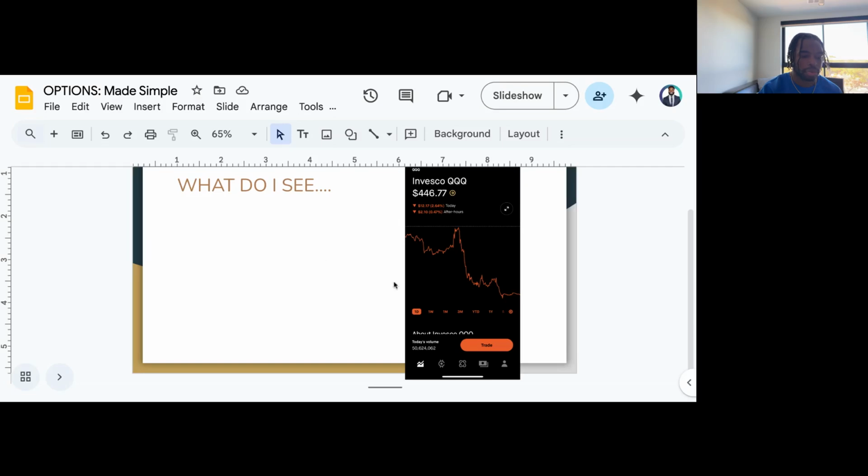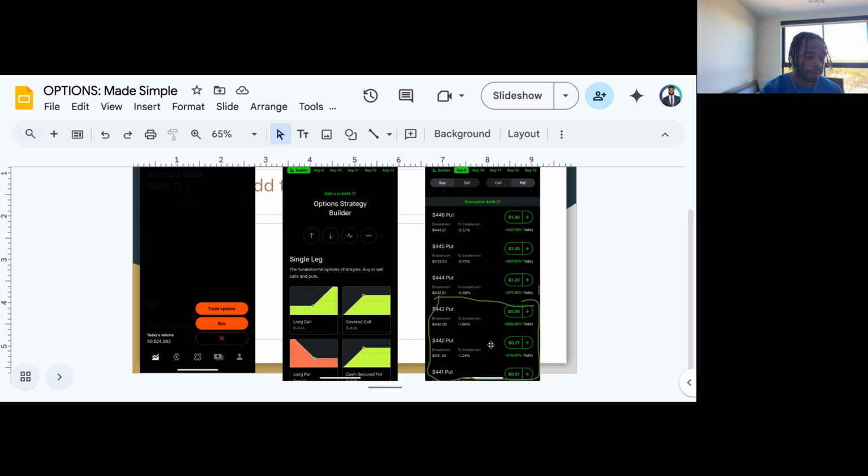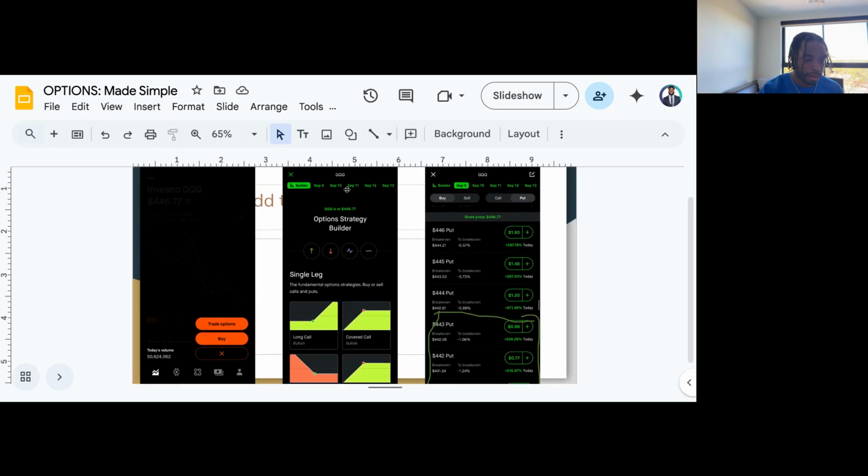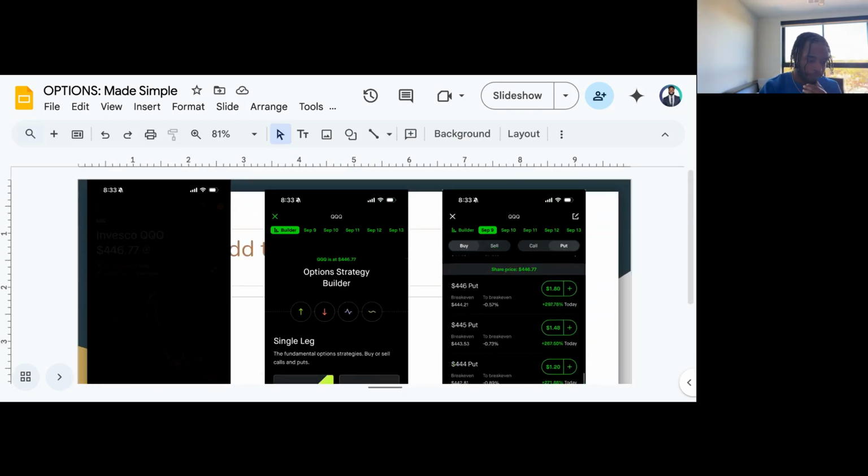So what am I looking at on Robinhood? On Robinhood, this is what I'm seeing. I'm seeing this screen. Okay, I'm gonna trade QQQ. I hit trade. Then I'm gonna go to trade options. I'm gonna see these dates up at the top.